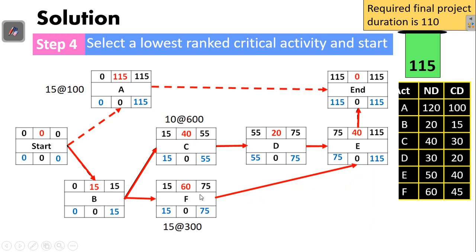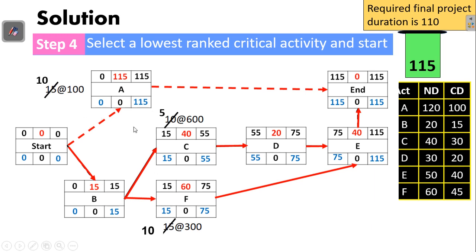So what we do, we have to reduce those 5 days from activity A, C, and F, because they are the only ones that we are having. So we are going to reduce 5 days so that we can attain this optimal number of days that we are required to achieve.